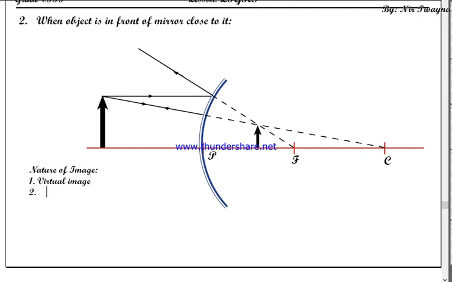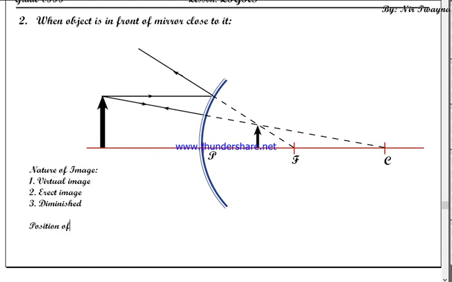And second one, is it erect or inverted? It is erect, because the image is upside up. And is it magnified or diminished? Is the image larger than object or smaller than object? See, in diagram it is smaller than object, that means diminished. Now see, the virtual image created by concave mirror was magnified, but virtual image created by convex mirror is diminished. Okay, don't forget that point.